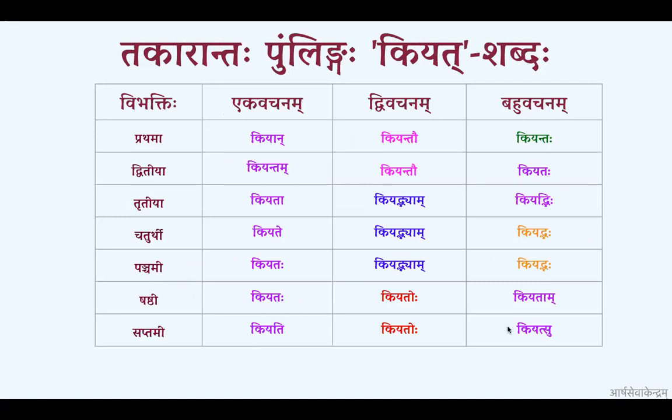So what are the various forms of kiyat? As I said, it exists in all three lingas and all three vachanas. So in Pumlinga: kiyan, kiyantau, kiyantaha, kiyantam, kiyantau, kiyataha, kiyata, kiyadbhyam, kiyadbhihi, kiyate, kiyadbhyam, kiyadbhyaha, kiyataha, kiyadbhyam, kiyadbhyaha, kiyataha, kiyatoho, kiyatam, kiyati, kiyatoho, kiyatsu.